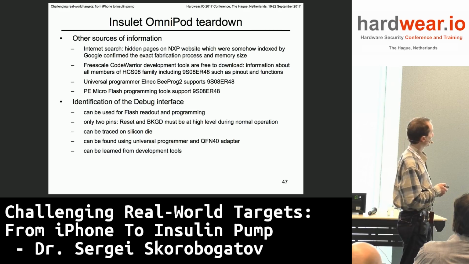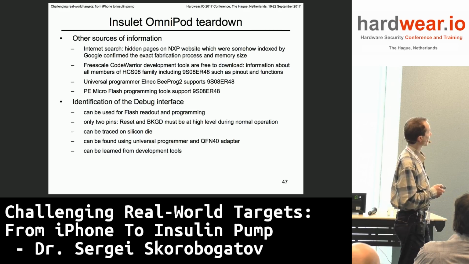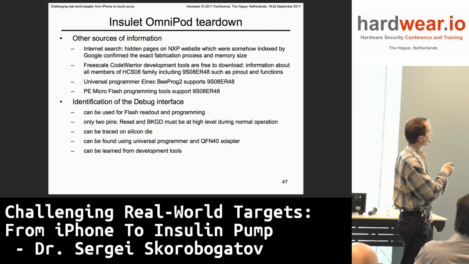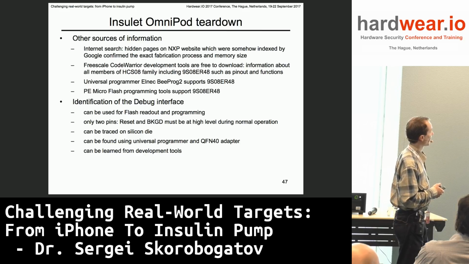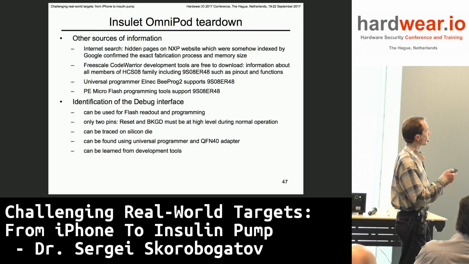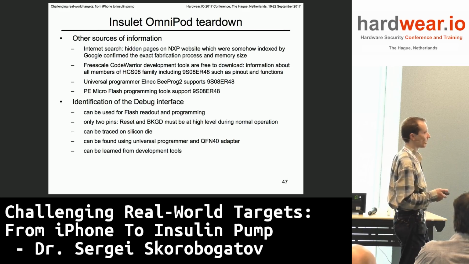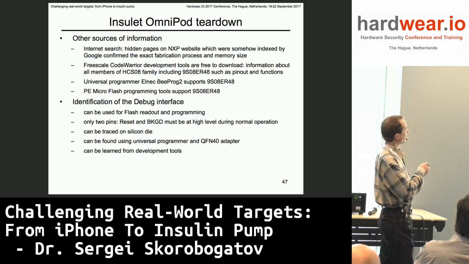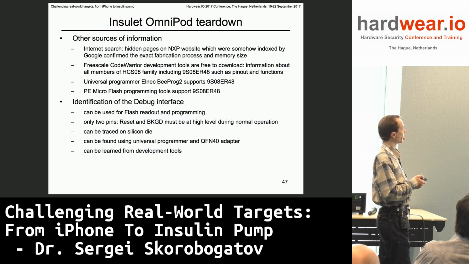And next I looked at the development tools which I used for HCS08 family of microcontrollers. And surprisingly, inside those tools, there's information about this particular chip used in the insulin pump, and that came with the pinout and the description of the CPU functions and addresses for all the CPU registers. And also, I found that some universal programmers, for example, LNAC-bproc, supports this chip, and also the pmicro flash programmer, which is part of the development tools used, also supports this chip.